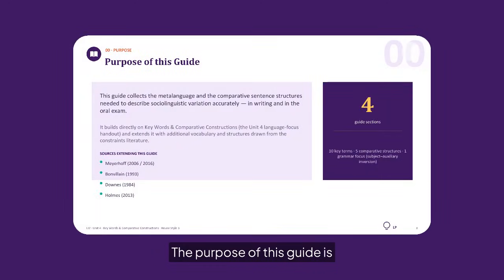The purpose of this guide is to collect the metalanguage and sentence patterns you need to describe sociolinguistic variation confidently. It extends the Unit 4 reading packet using examples from key papers and organizes the material into 4 sections that we will work through systematically.